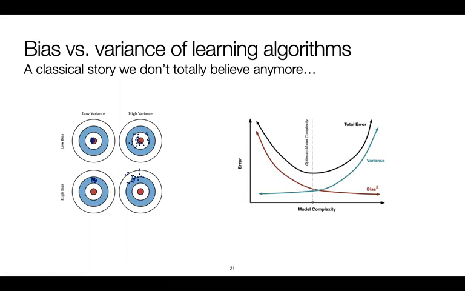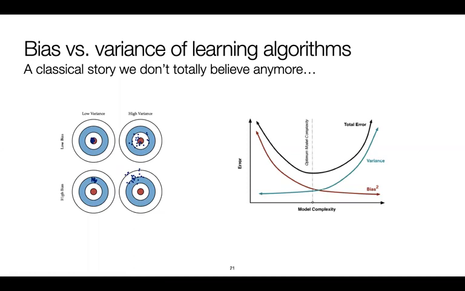So a linear classifier has low complexity, but a nearest neighbor classifier we might consider as having more complexity because, as we get more and more data, the nearest neighbor classifier can represent more and more different functions based on the data. So typically what people have thought of is that as we increase model complexity, our bias goes down because our model is able to represent the correct answer.